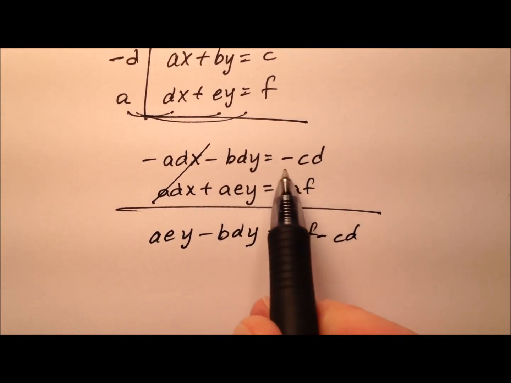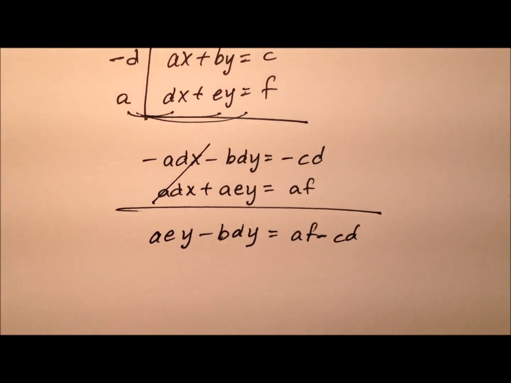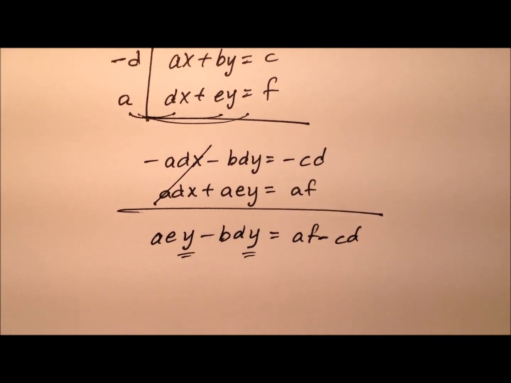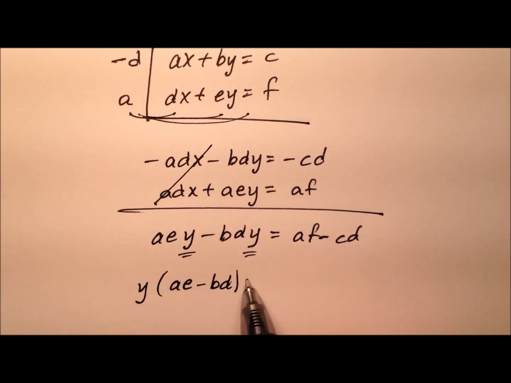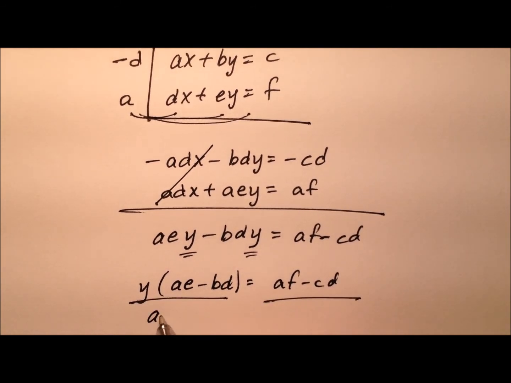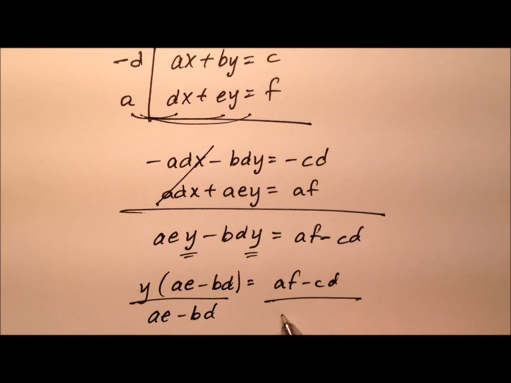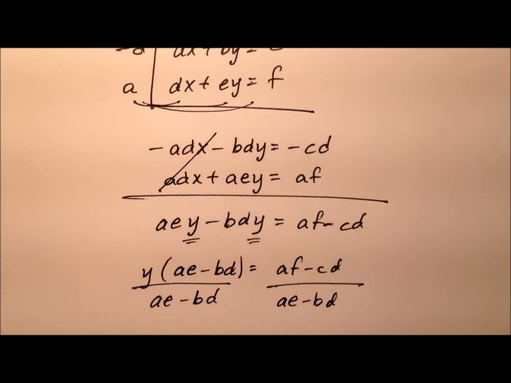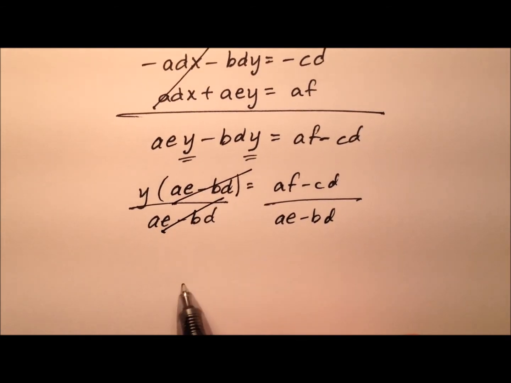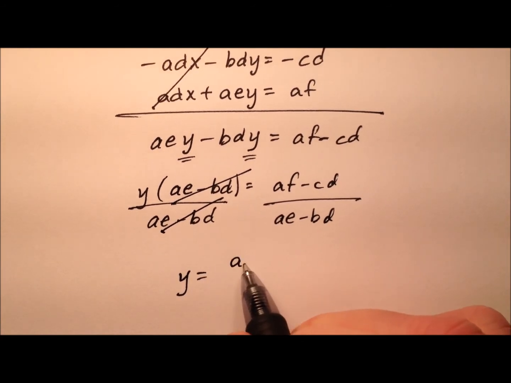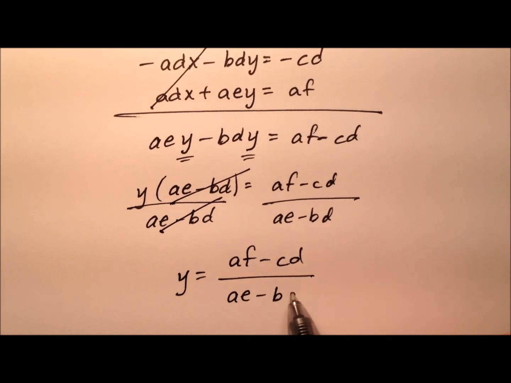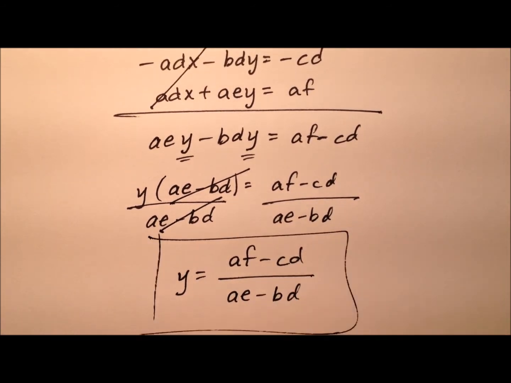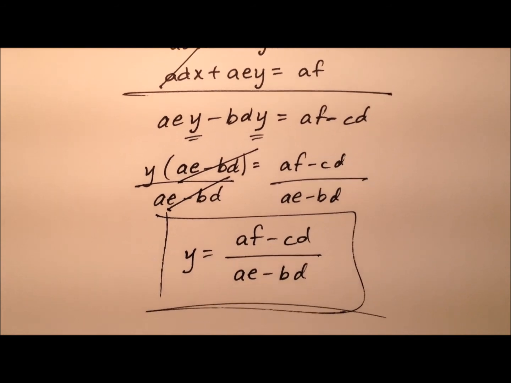We'll write it that way just so we can keep those negatives in the middle as subtraction signs. Since we're solving for y, let's factor that y out. Then we'll divide both sides by ae minus bd, which we've seen before, haven't we? So y is all by itself now, and we have af minus cd over ae minus bd. So there's my value of y.